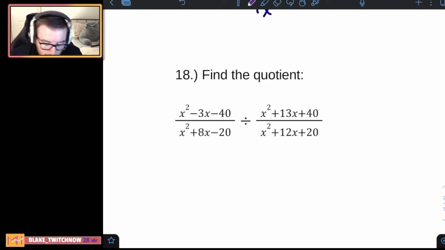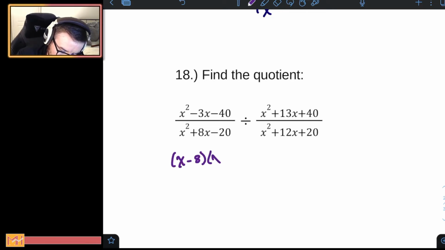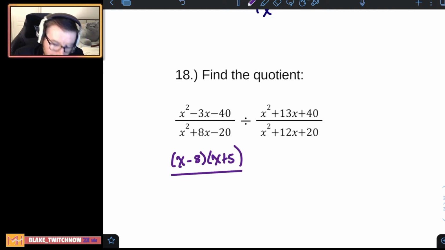So, what multiplies to negative 40 and adds to negative 3? Again, a small number, so they need to be close together. 8 times 5 is 40. 8 minus 5 is 3. Boom. And what multiplies to negative 20 and adds to 8? A bigger number, so the numbers need to be a little further apart. 10 and 2. 10 times 2 is 20. So is 4 and 5, but I don't care. 10 and 2. 10 minus 2 is 8.